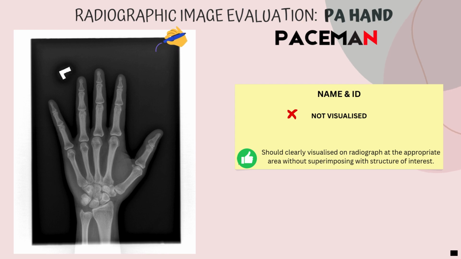Now we come to the last criteria for the PACEMAN method, which is the name and patient's identification. The patient's name and ID, date of examination, and place of examination are not visualized on this radiograph. The name and identification information should be clearly visualized on the radiograph at the appropriate area without superimposing with structure of interest.